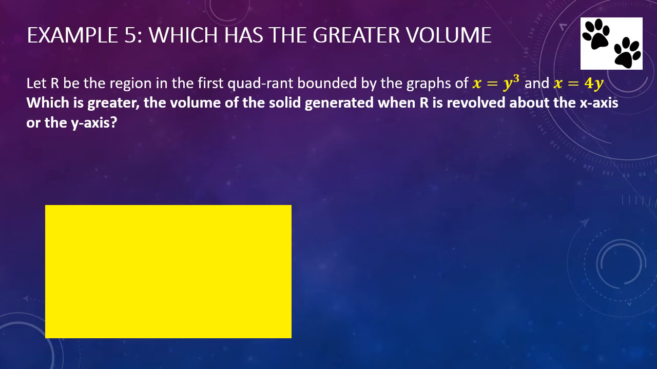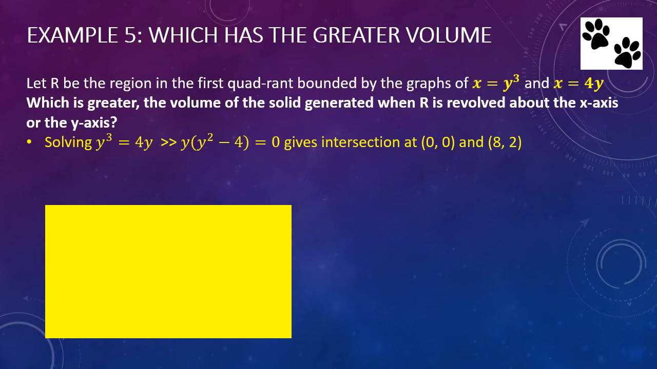Well, let's figure out where these two graphs intersect so we can find our limits in terms of both x and y. We do that by setting the two equations equal, x equals x, which means y cubed equals 4y. If we set this equal to 0, we get y cubed minus 4y equals 0, and factoring out a y, we get y times y squared minus 4 equals 0. So we can see that this is true when y equals 0 or when y equals 2.